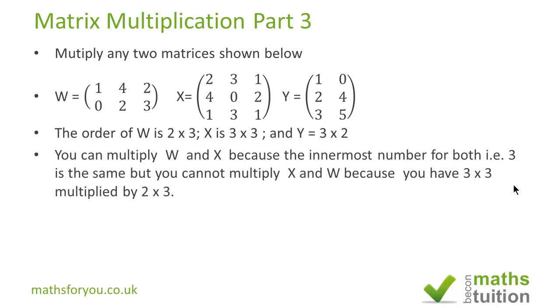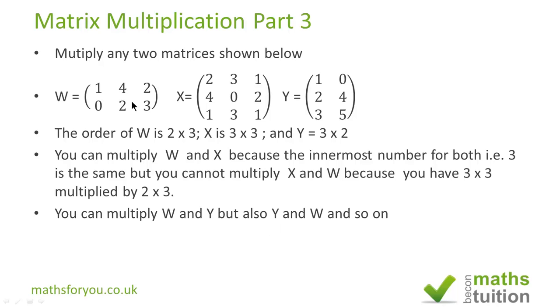You can multiply W and X. W comes first and X comes second, because W is 2 by 3 and X is 3 by 3. So the innermost numbers do agree, and that's 3. But you cannot multiply X and W. X comes first and W second, because X is 3 by 3 and W is 2 by 3. The innermost numbers do not agree and are not the same. The innermost number for 3 by 3 is 3, and the innermost number for 2 by 3 is 2. So that wouldn't work.